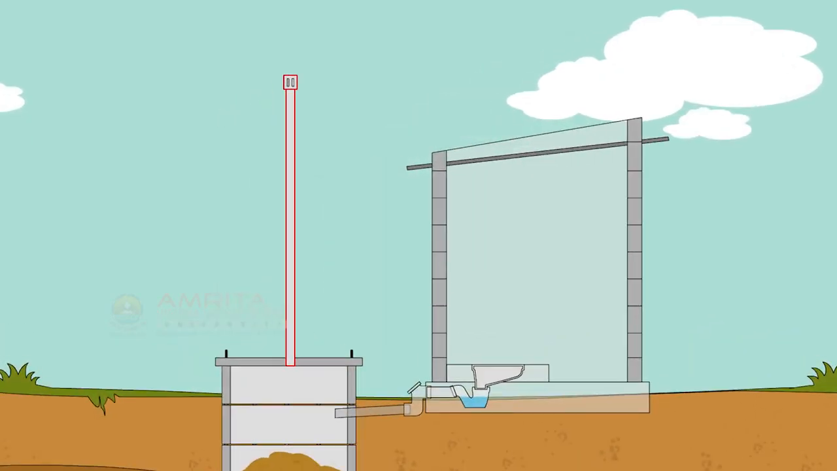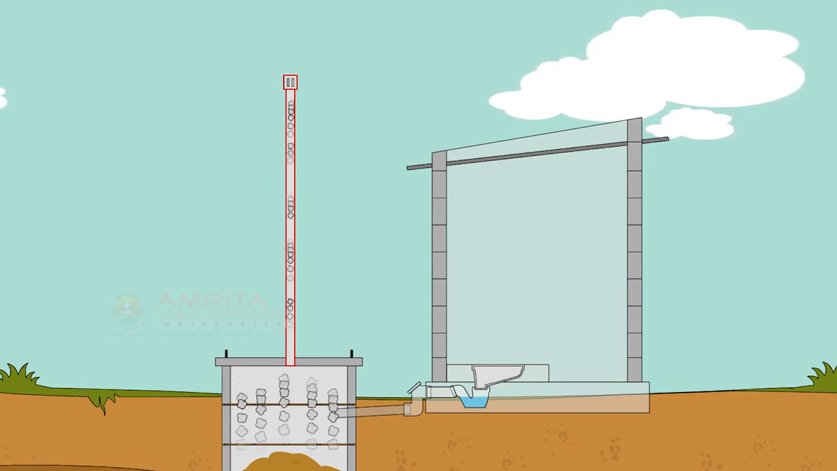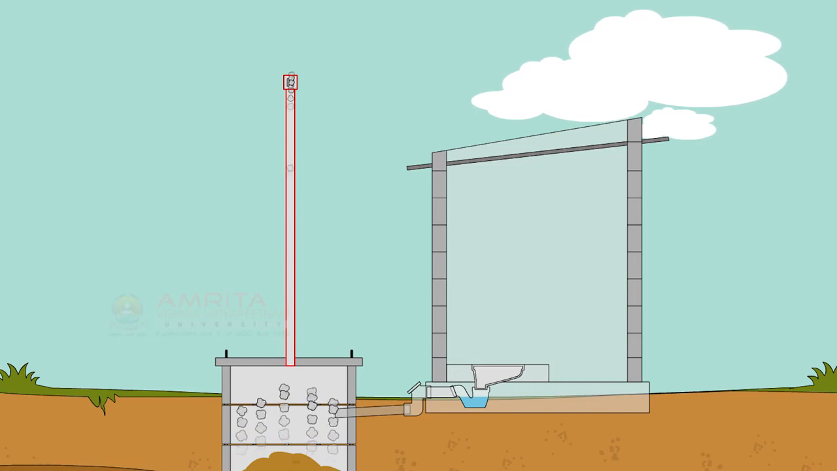Vent pipe. This is the same kind of pipe material that is used for transporting the waste, but it is usually of a smaller size. This pipe allows bad smell from the leach pit to escape into the air. The open end of the vent pipe should be up high to prevent the foul smell from entering the toilet.